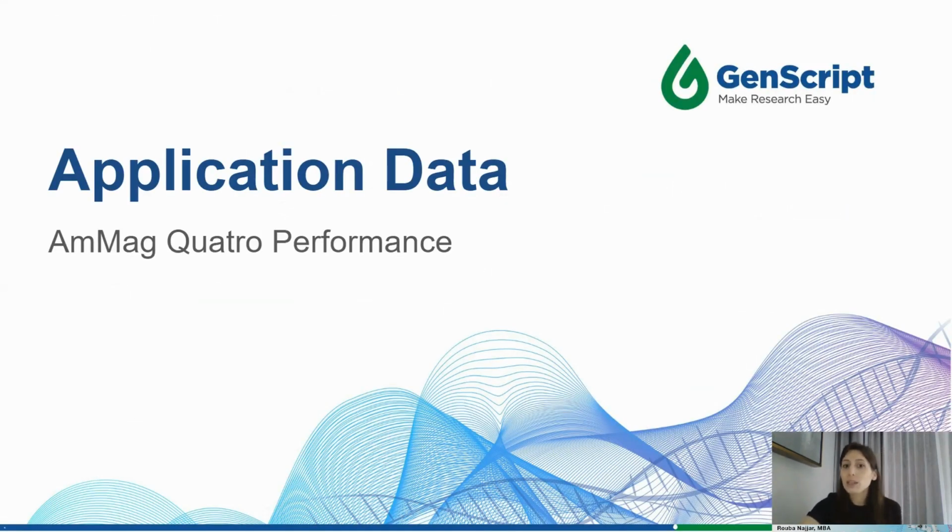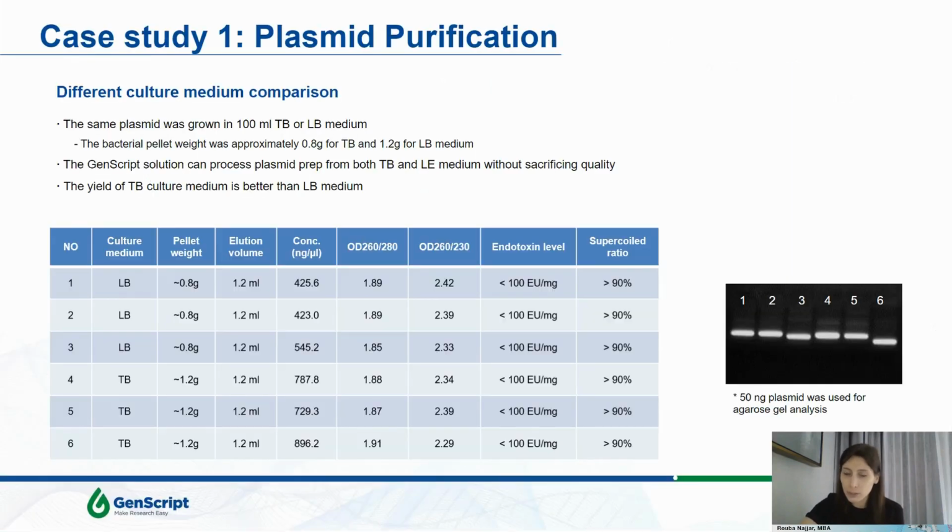Now I'm going to be showing you a little bit of performance data with the MMAC Quattro. The very first case study that I have is actually comparing 2 different growth conditions. And you can see here, for this particular case study, it's not just to show you the growth conditions, but it also is to show you the concentration of the final product, the quality of the plasmid DNA, as well as some of the other metrics that are typically measured. So you can see the first set of 3 samples were grown using LB culture media. And then the second set, 4 through 6, were grown using TB.